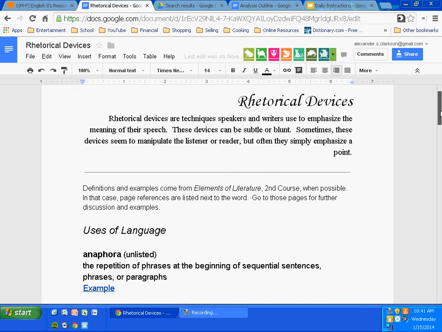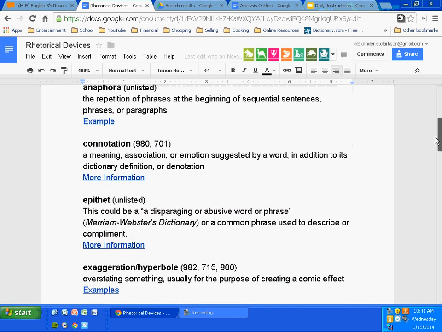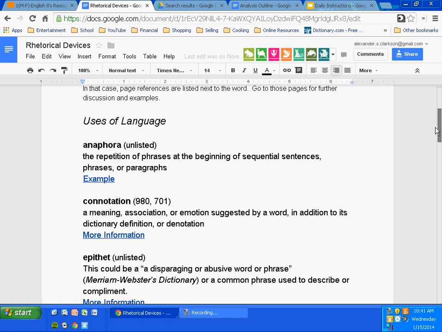The rhetorical devices document gives you a list of the ones that I would like you to find. Are there other rhetorical devices besides these? Of course. I could have doubled this list, but I tried to keep the list relatively short, especially filled with those that you probably already know.